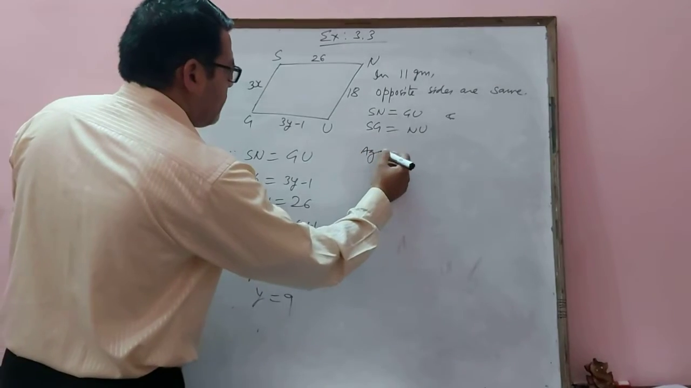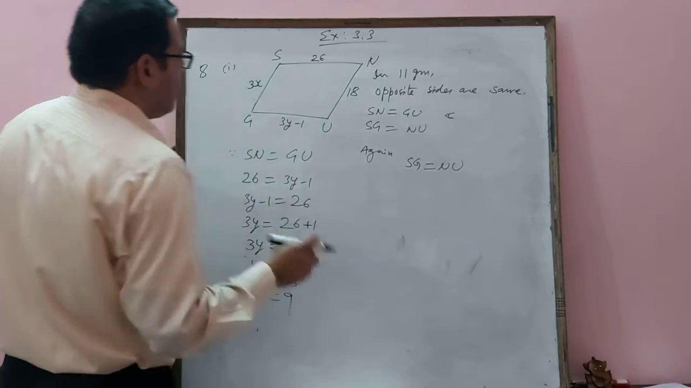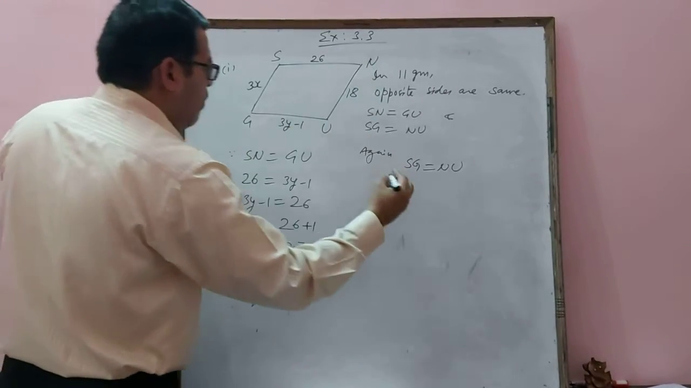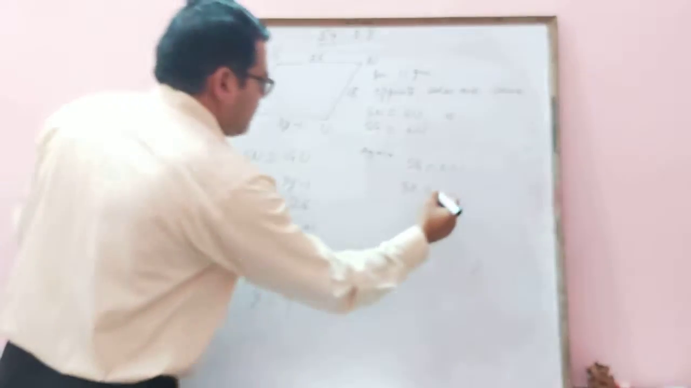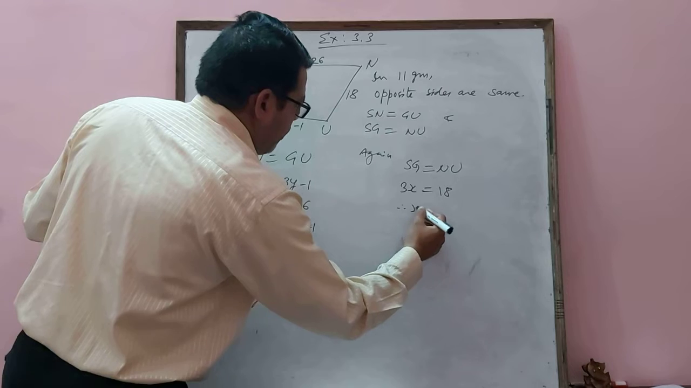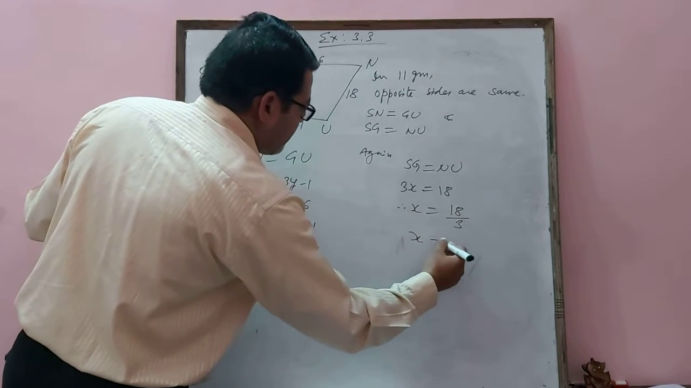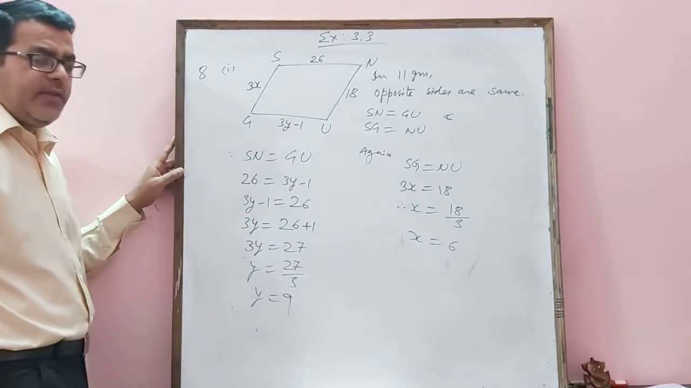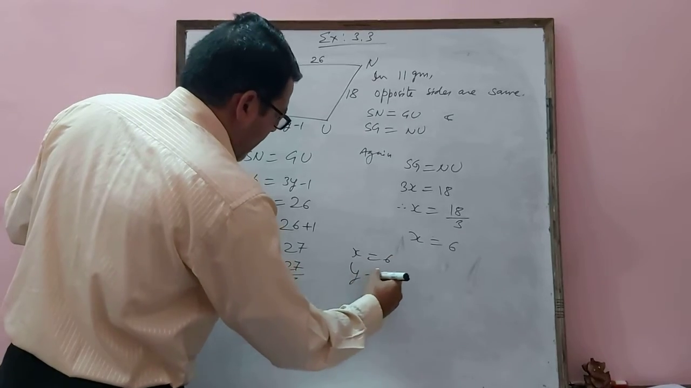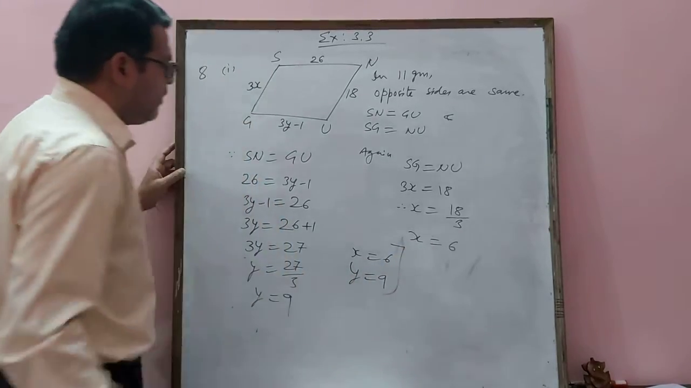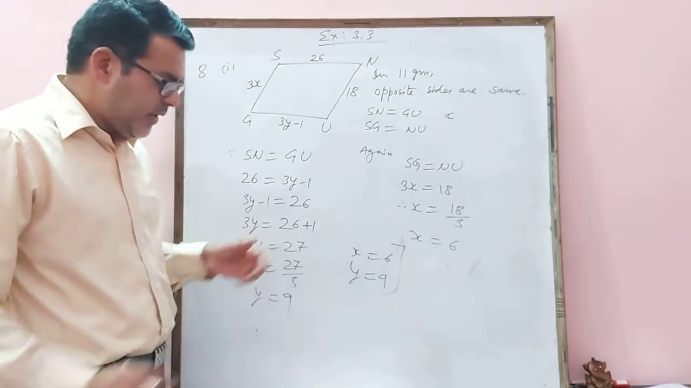Now again, the second side: Sg equals Nu. This side equals this side. So Sg is 3x and Nu is given, it is 18. Therefore x equals 18 by 3, right? 6 times is divisible, so the value of x is 6. The value of x is 6 and the value of y is 9. So x is 6 units and y is 9 units. Hope you understand. It's a very simple question.